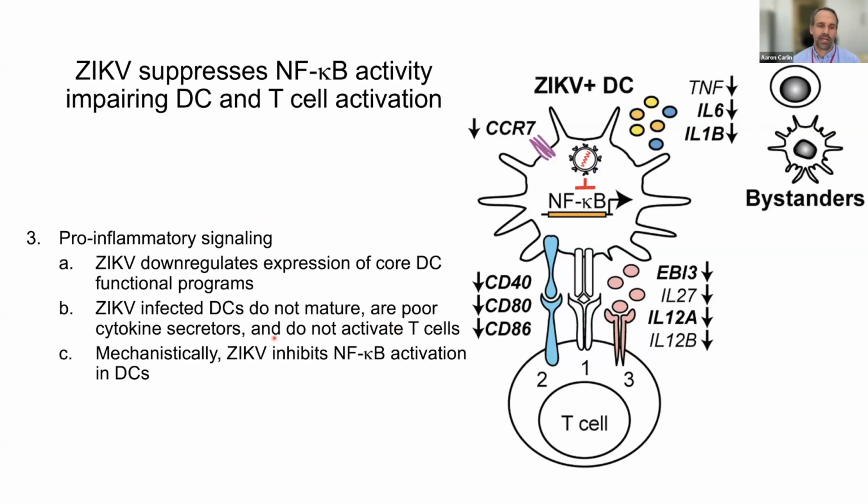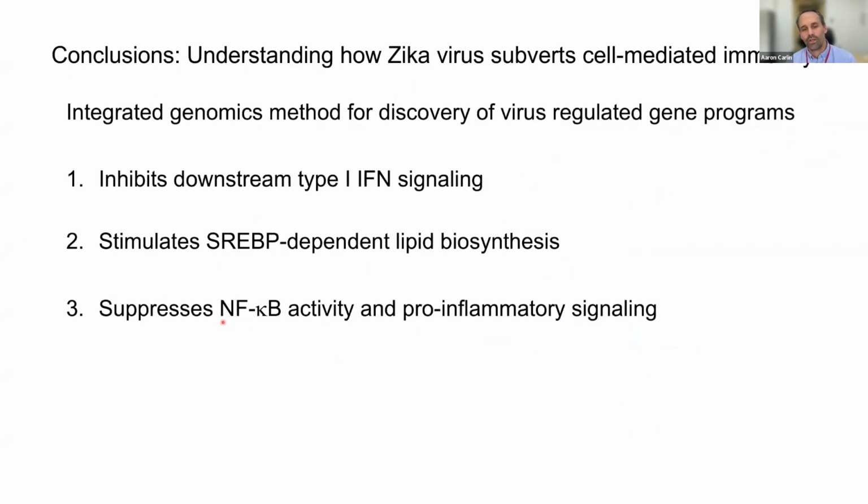We just talked about that. And mechanistically, Zika virus inhibits NF-kappa B activation in DCs. So overall, the conclusions for this talk are, one, that Zika virus is an important disease that I don't think any of us should forget about. I think that there is a great potential for this virus to cause significant epidemics in the future, with devastating consequences.